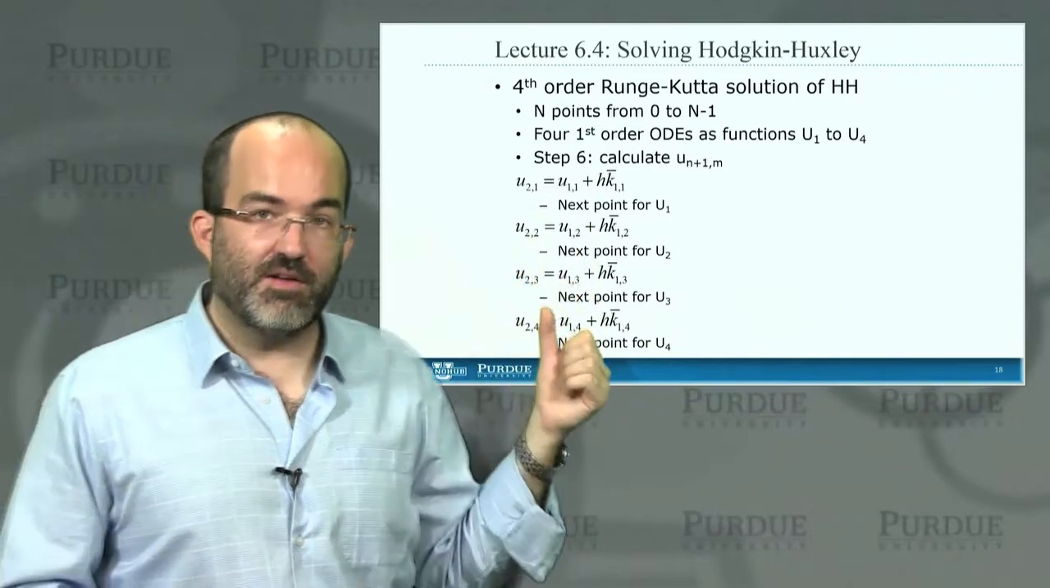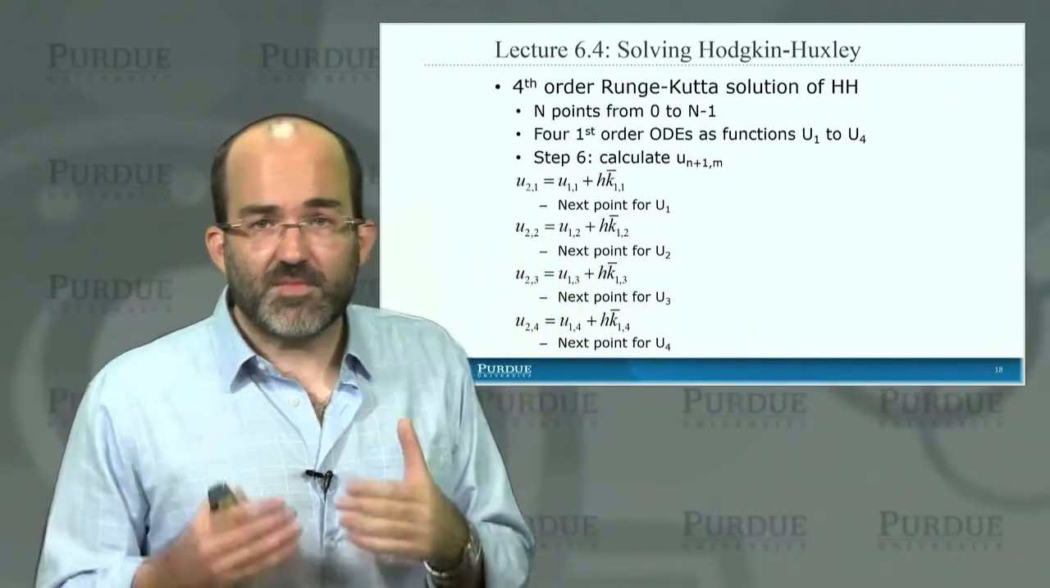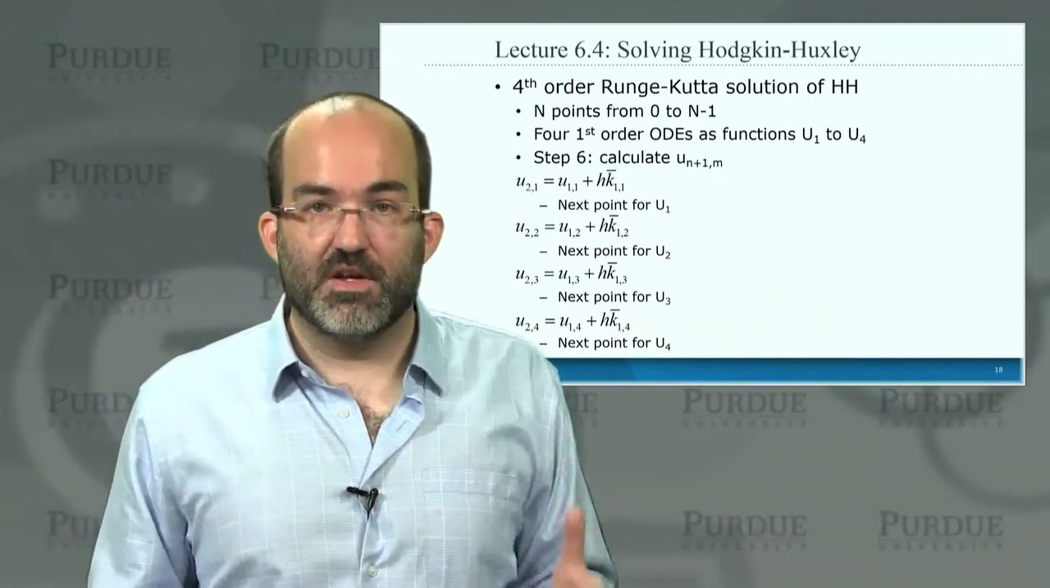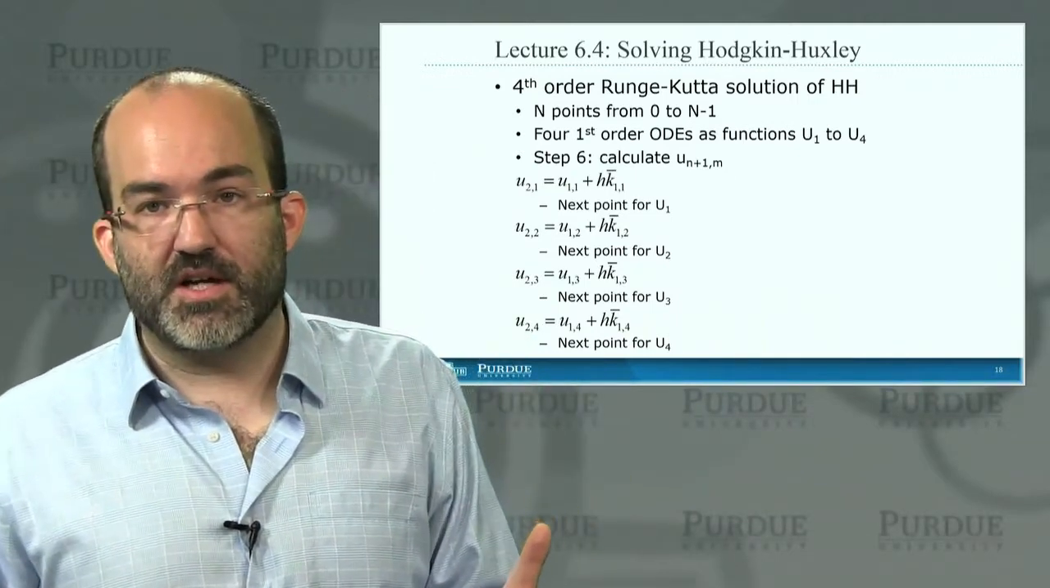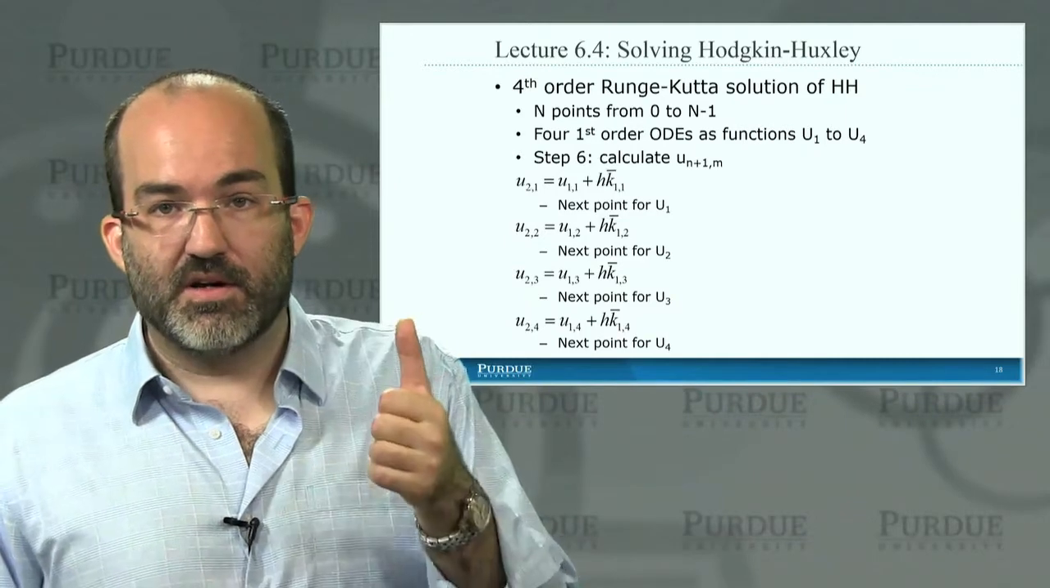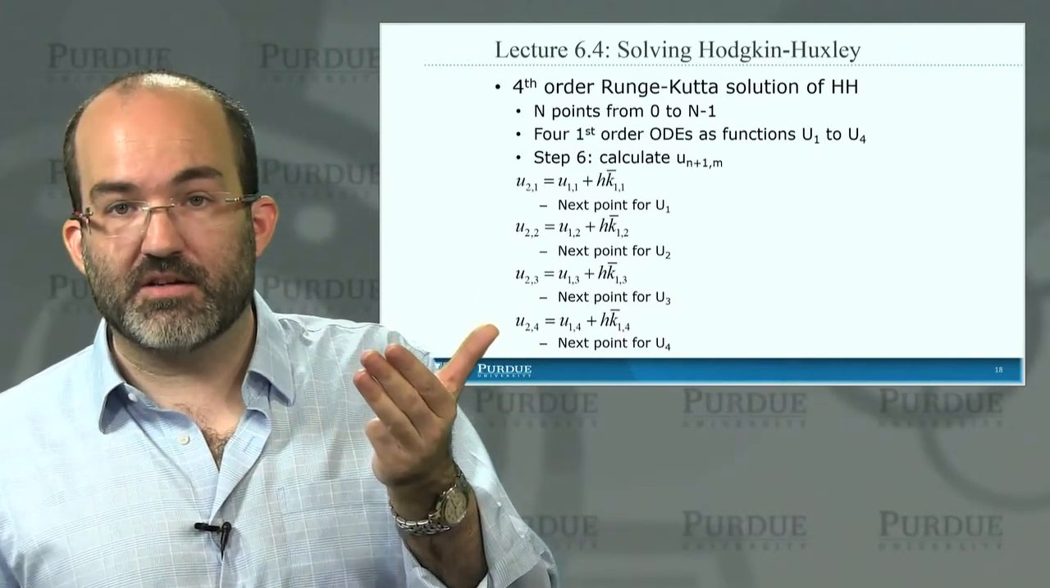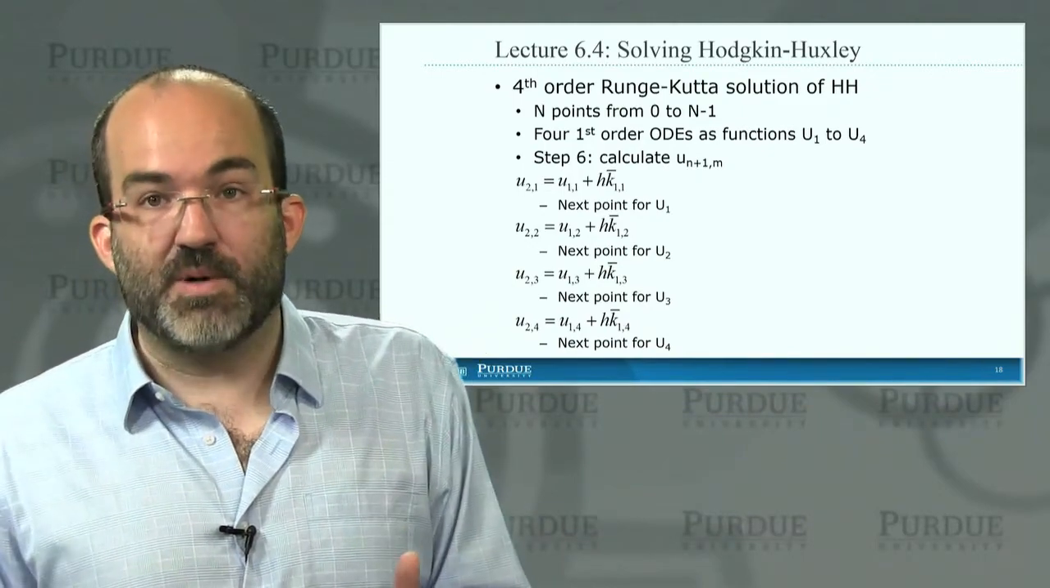So once you've gone through all this, you're basically done. Knowing what the initial conditions are, you've solved for the next point, for the Hodgkin-Huxley equation. You've done it for Vm, you've done it for N, M, and H, which allow you to know what the ionic currents are, and you've done it for the next point.